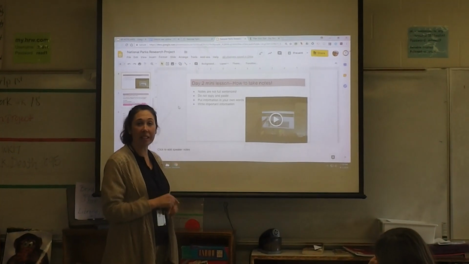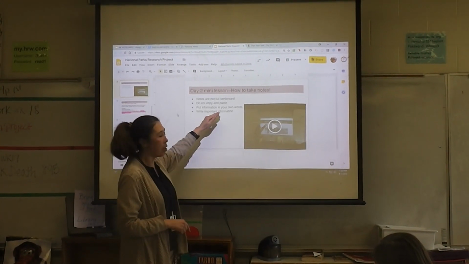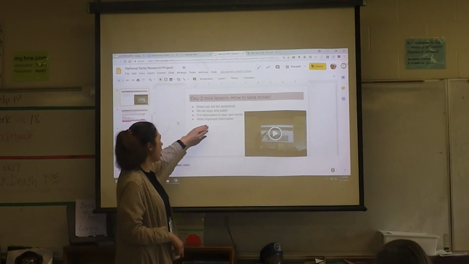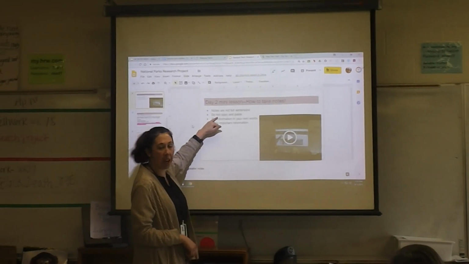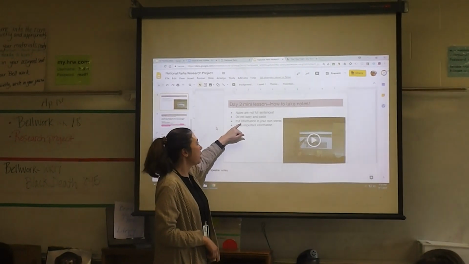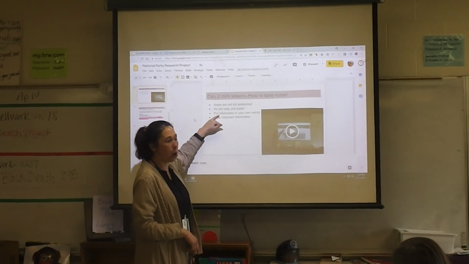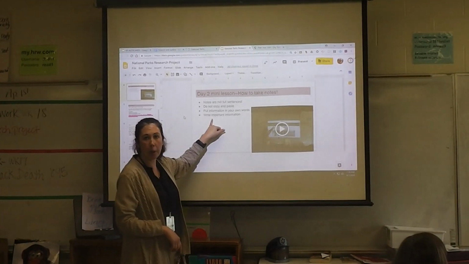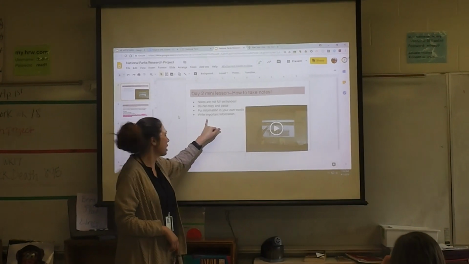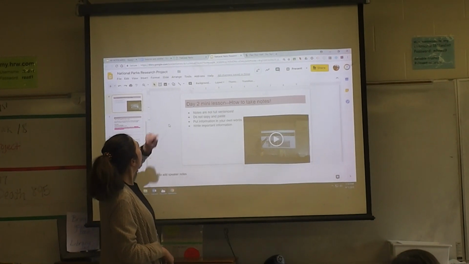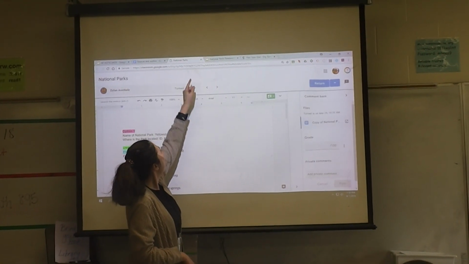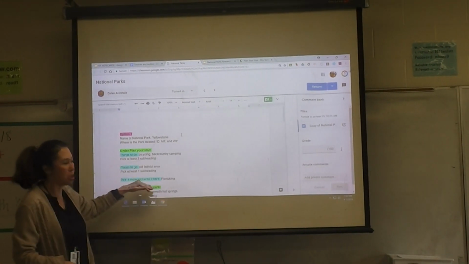Okay, so last time we went over how to take notes, and we talked about how notes are not full sentences. We talked about not copying and pasting our notes. We talked about putting your information in your own words, and we also talked about writing important information down. What we did was we went to our outline where we compared two options.